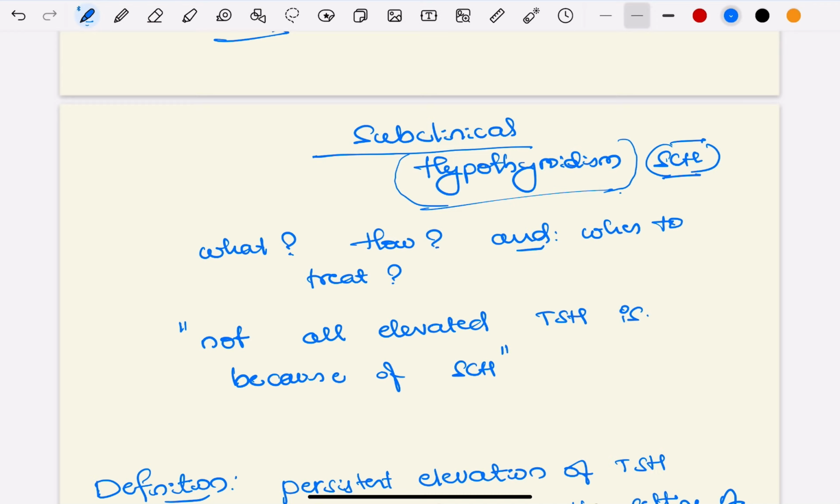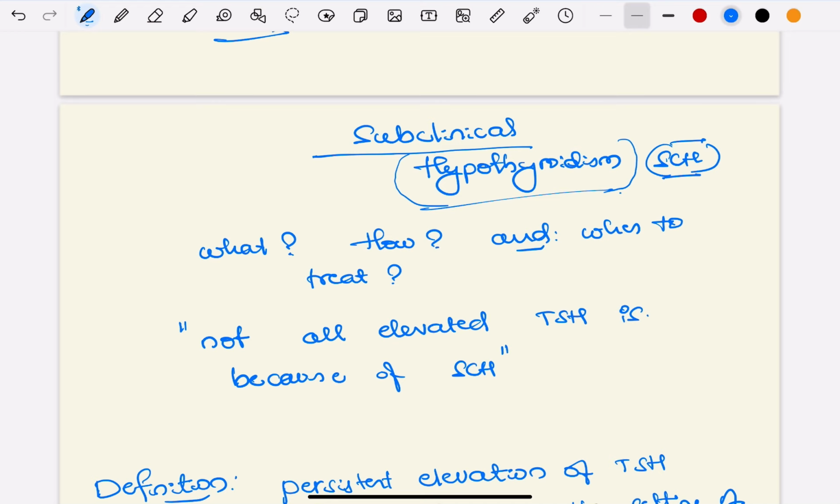And before proceeding, I would like to make a statement here. Not all elevated TSH is because of subclinical hypothyroidism. Remember this statement. So this statement helps you to tackle whenever there are cases of elevated TSH.